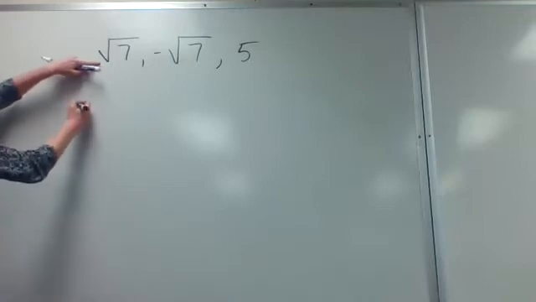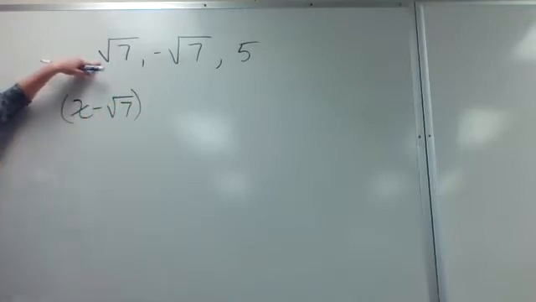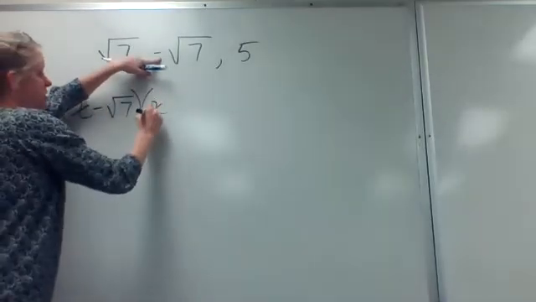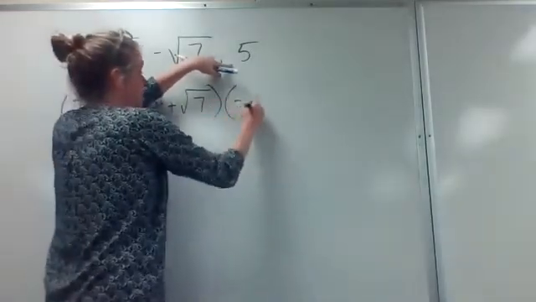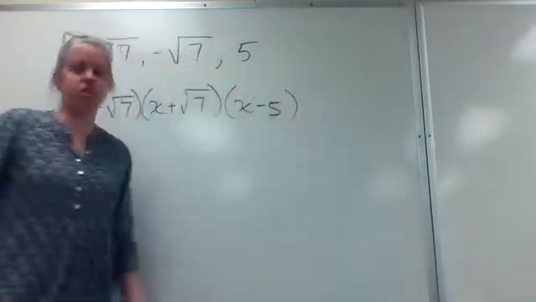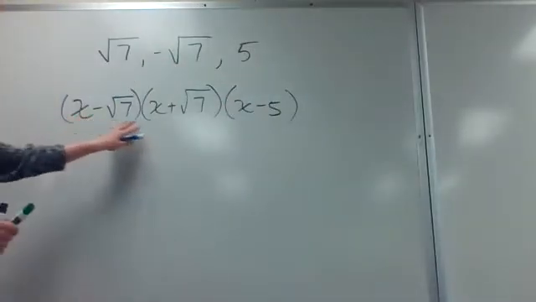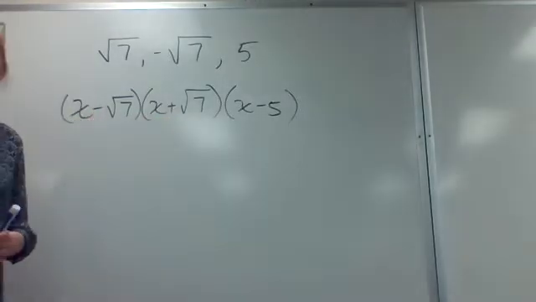Turn them into their factors. This one came from x minus the square root of 7. This one came from x plus the square root of 7. This came from x minus 5. So again, you want to do your conjugate pairs first, which are these 2 right here, right? Everything's the same, but their signs.